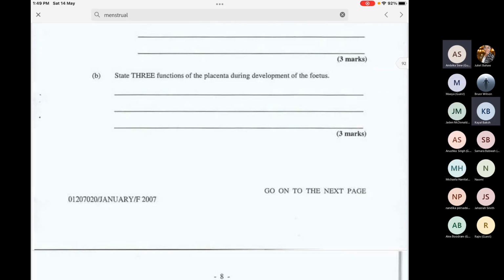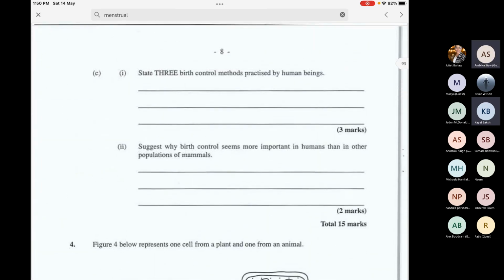Part B. State 3 functions of the placenta during development of the fetus. Provide nutrients to the fetus. Allow the fetus to transfer waste and to provide food for the fetus. When nutrients is food. What else does the mother have to provide for the baby? Oxygen. Oxygen, and you could also say antibodies. All right. Okay, so this is pertaining to the birth control method now.